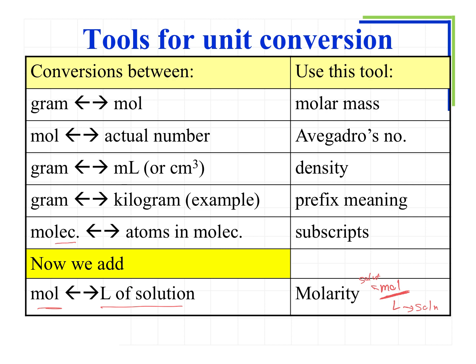We talked about number of atoms in a molecule, so if you want to find how many atoms in one molecule, you can use a subscript, okay? For example, H2O, you have two hydrogen in one molecule of water. And we had these tools in the previous videos. So now we add molarity when you want to convert between moles to the liter of solution.